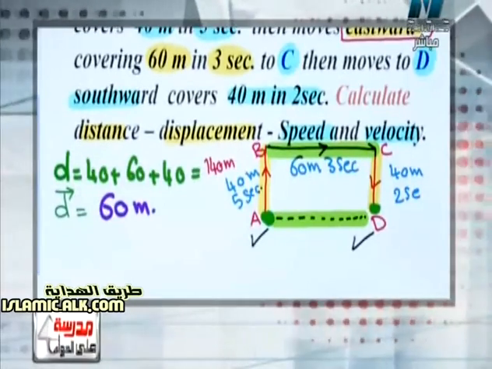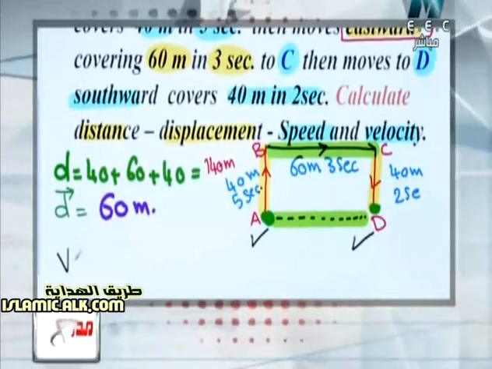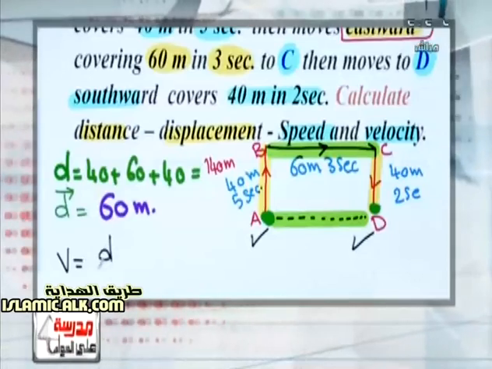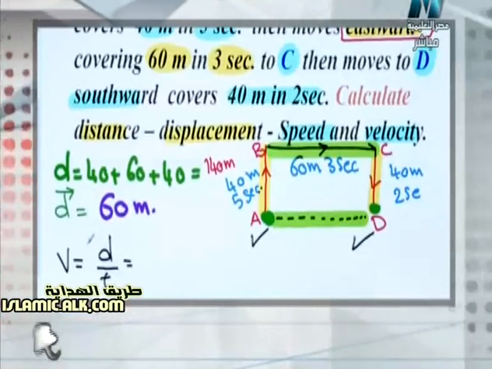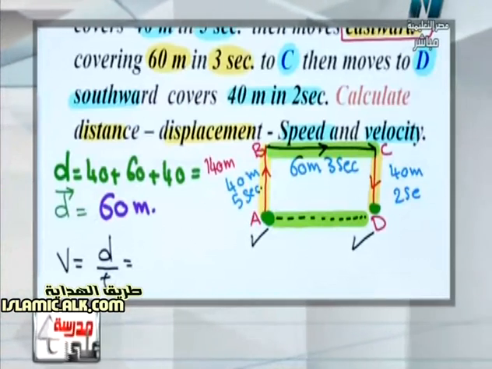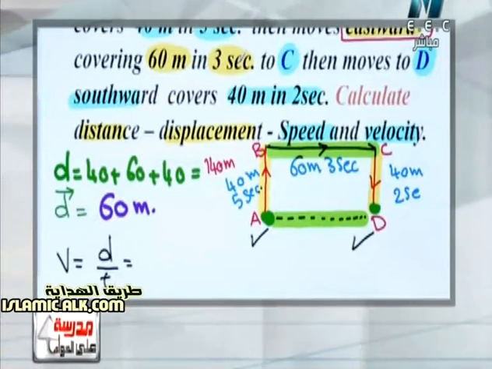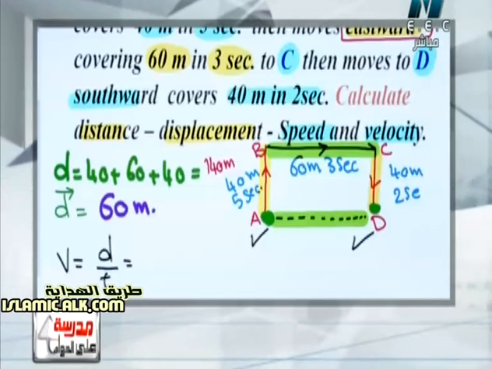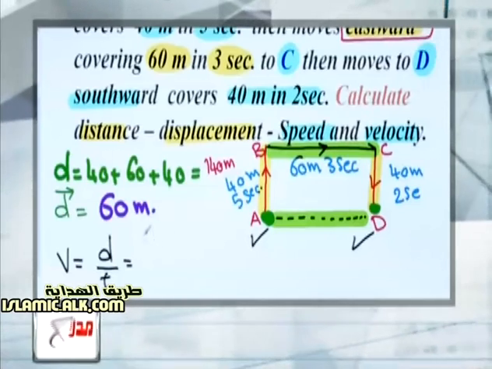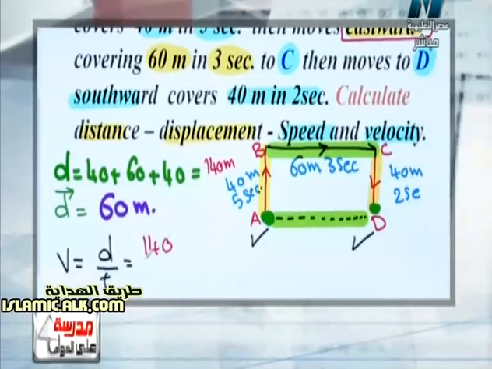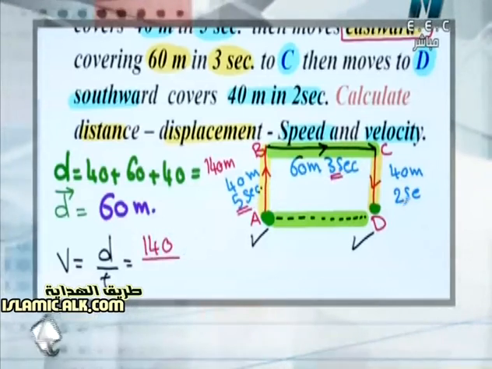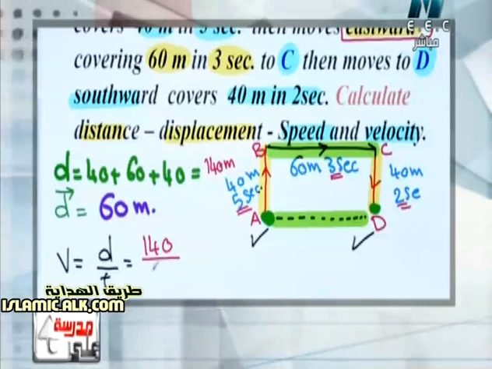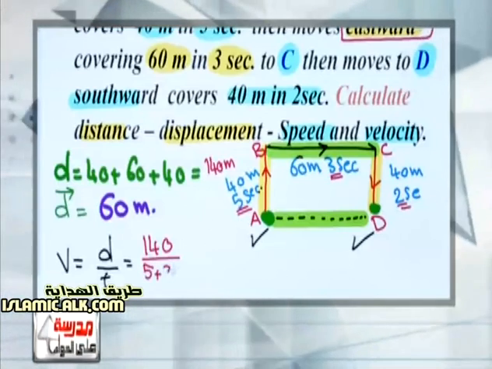Here we have to calculate, number one, speed V equals what? D over T. As we have to calculate average speed, as we wrote before, total distance covered over total time taken to cover this distance. So we have 140 over 5 plus 3 plus 2, so how many? 5 plus 3 plus 2.